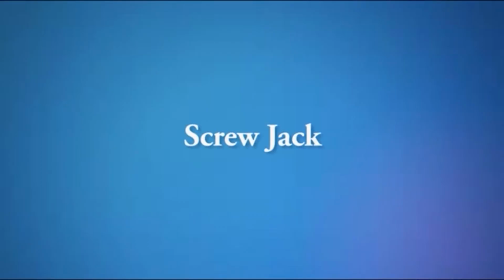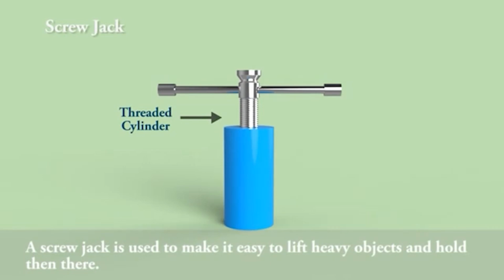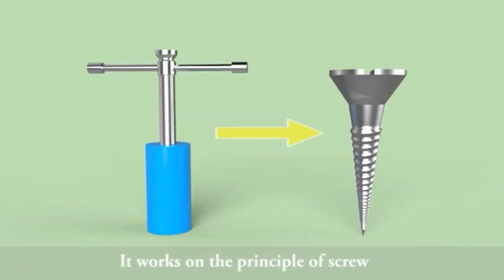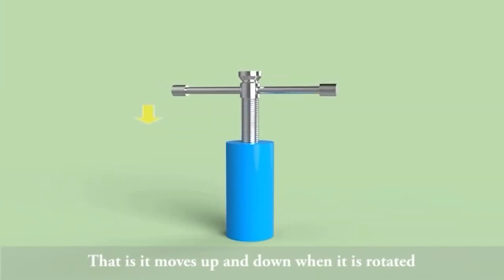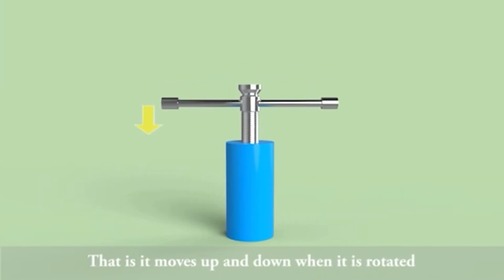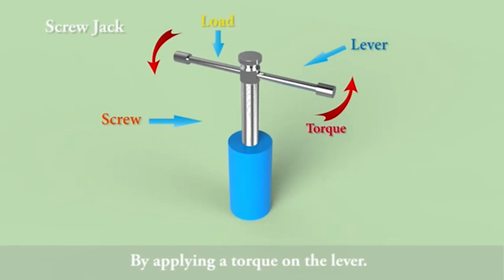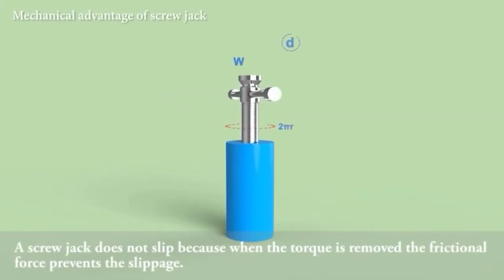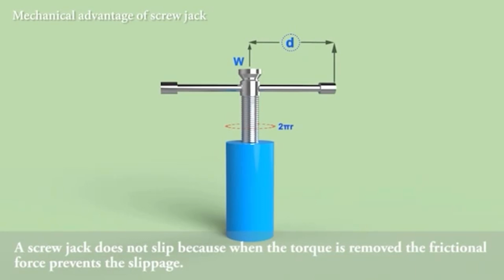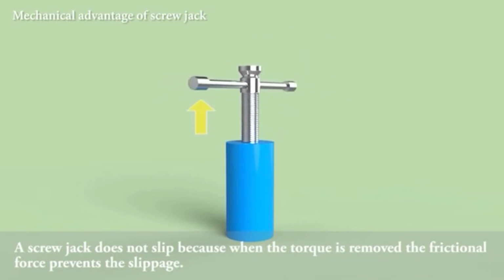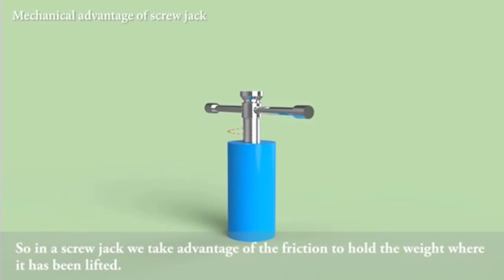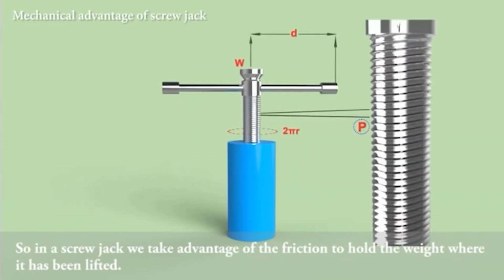Let me explain. A screw jack is used to make it easy to lift heavy objects and hold them there. It works on the principle of screw, that is, it moves up or down when it is rotated by applying a torque on the lever. A screw jack does not slip because when the torque is removed, the frictional force prevents the slippage. So, in a screw jack, we take advantage of the friction to hold the weight where it has been lifted. In this lecture now, we analyze the physics behind a screw jack.